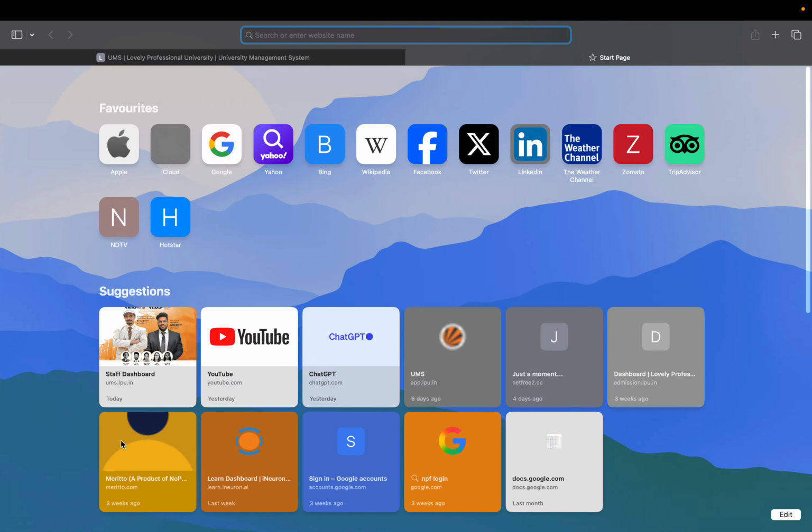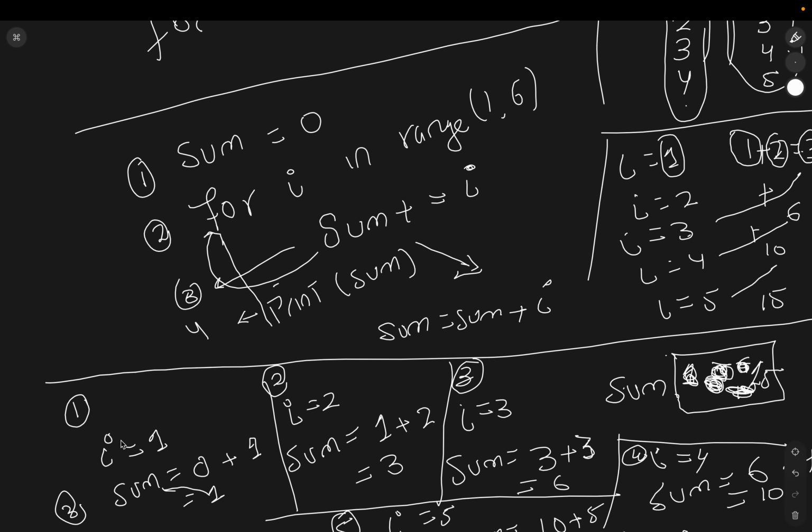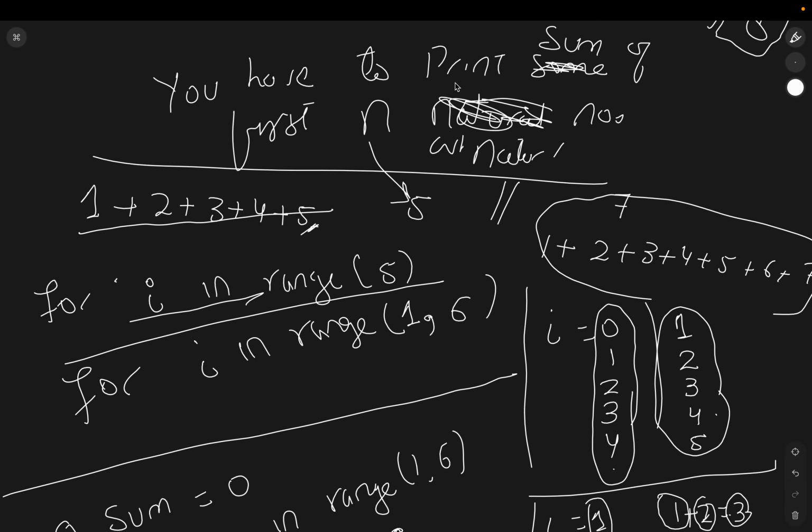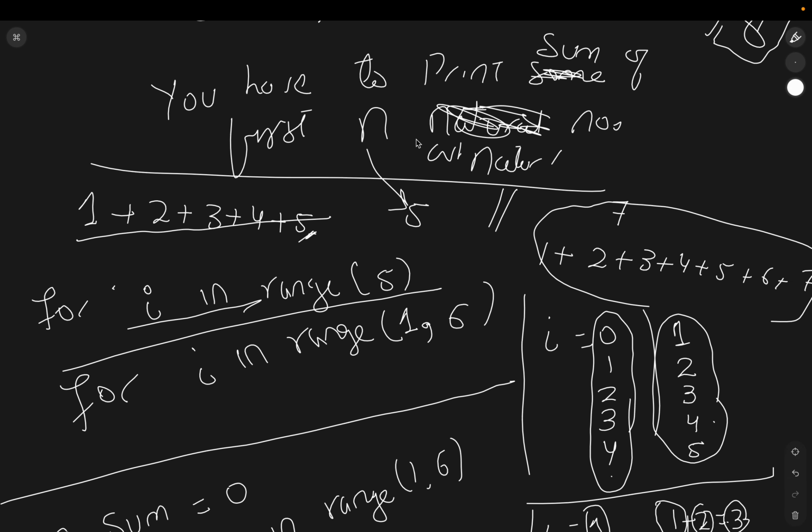Now again, if you see here, we are keeping this 6. What if it's 7? That means we have to change this value here from 6 to 7. What if it's 2? Then we have to change it again. So better is to take this value, the nth value, from the user, as I told you here. First n natural numbers. Now the first n natural numbers can be 15, 16, 18, 20, anything here, right?